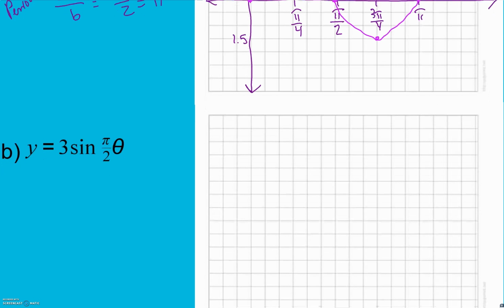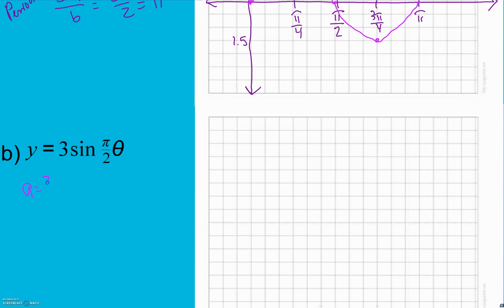Okay, same idea here. Our a is going to be 3. It's positive, so we're going up first. Our b value is pi over 2. So I take 2 pi divided by pi over 2. We're going to take 2 pi times 2 over pi. We multiply by the reciprocal, so I flip this one upside down. Pi's cancel, and I just get 4. So the period here is 4.